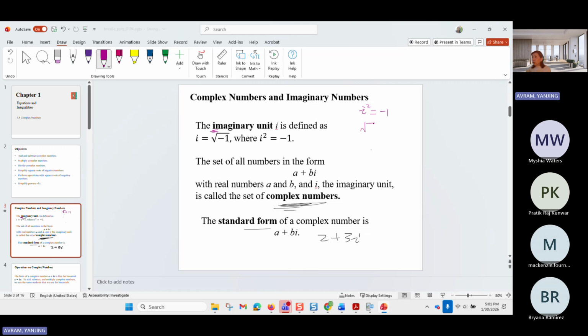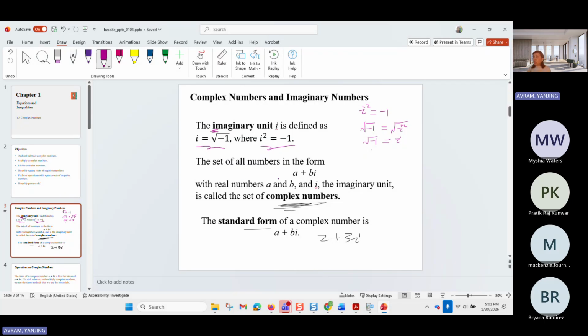So if I take a square root on both sides, okay, the square root of i squared will be i. So i will be equal to the square root of negative 1. Okay, so that is the definition in here. i is equal to the square root of negative 1, and then i squared will be equal to negative 1. So that's called the imaginary number definition.